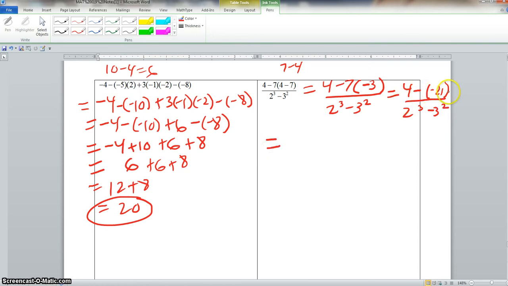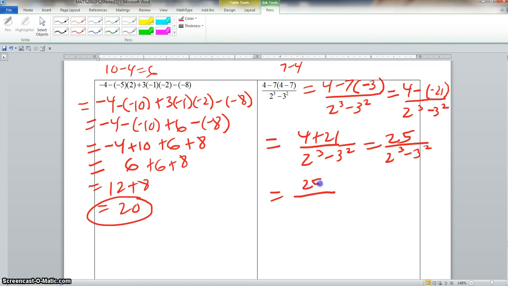Now we have 4 minus a -21, which will give us 4 plus 21, all over 2 cubed minus 3 squared. And 4 plus 21, we know is 25, all over 2 cubed minus 3 squared. Now we look at our denominator. Our numerator would still be 25, but in our denominator we have 2 to the third power. We have exponents and subtraction. We know we would do the exponents first.